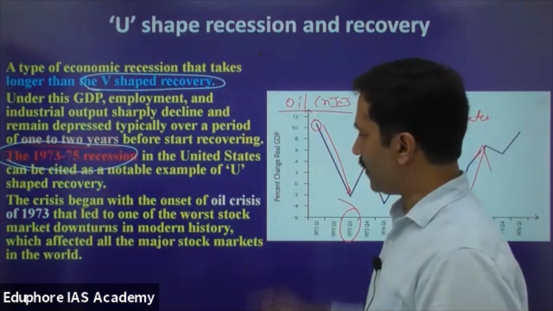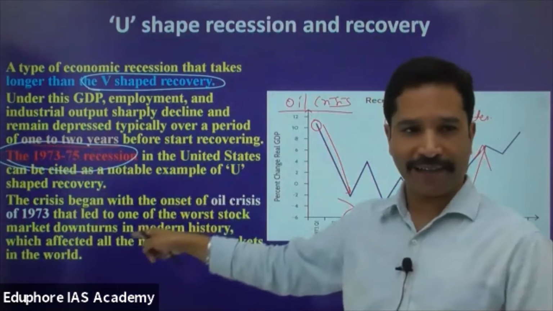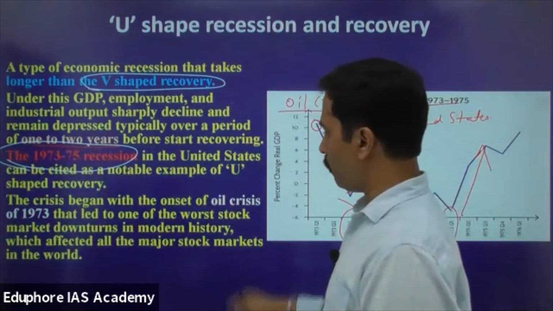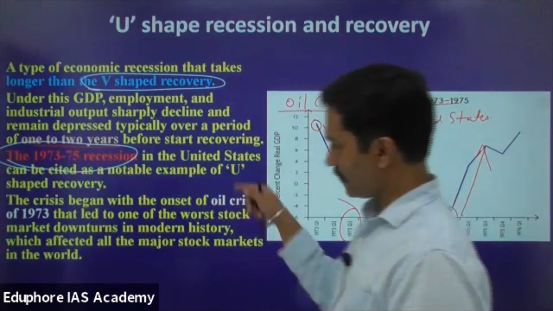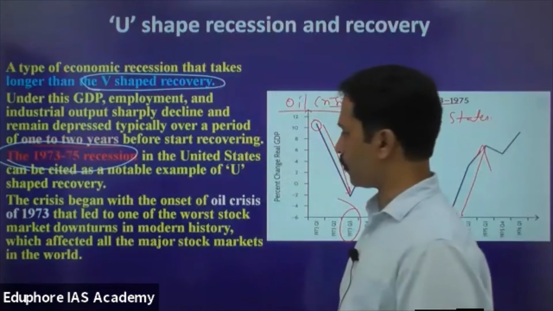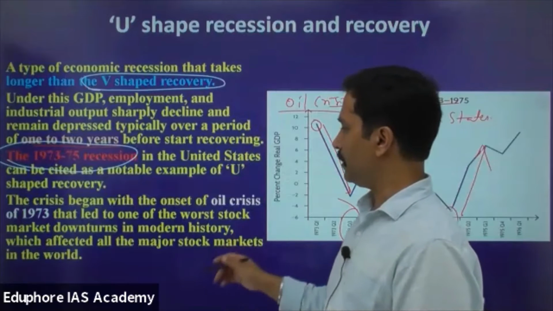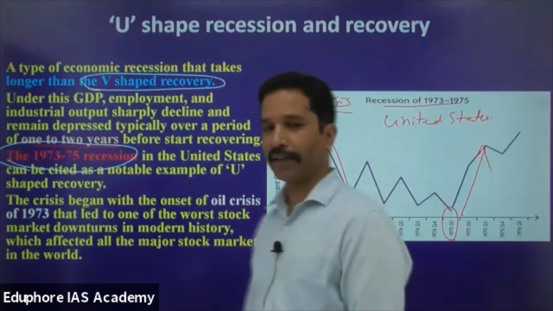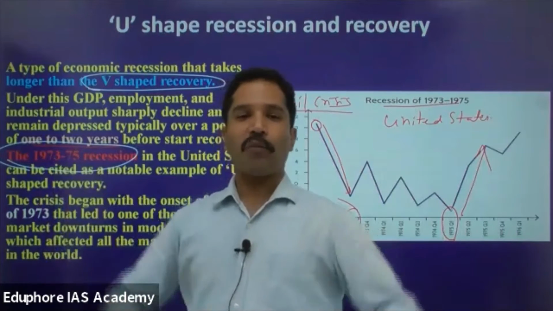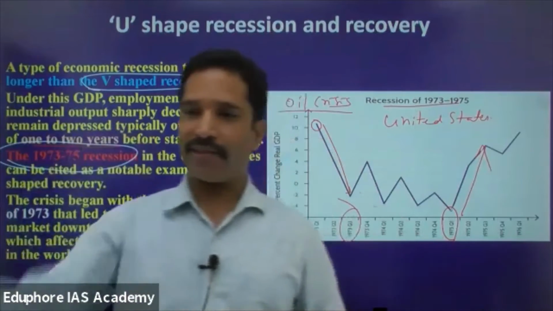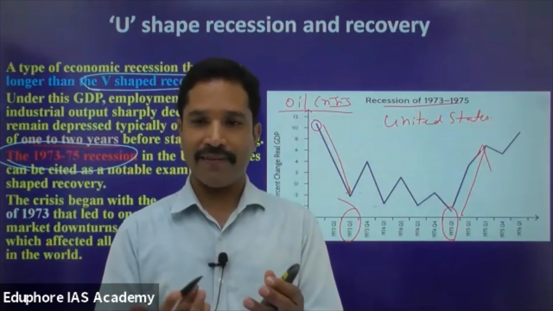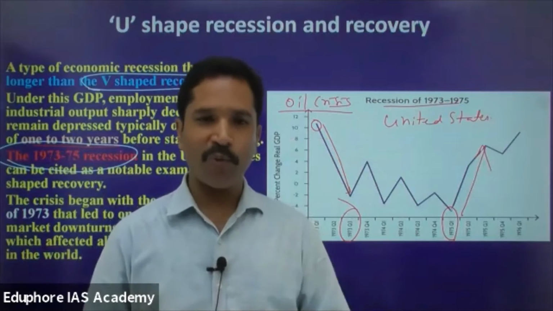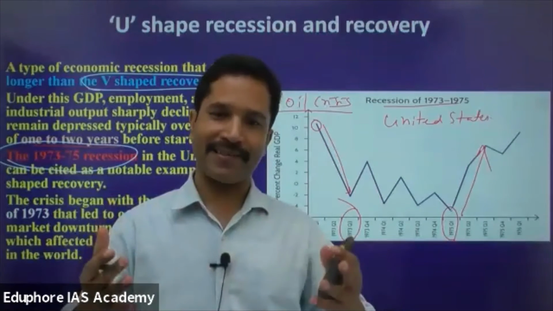The crisis began with the onset of oil crisis of 1973. That led to one of the worst stock market downturns in the modern history, which affected all the major stock markets in the world. Stock market crash of one country affects another country because the world is an integrated unit. Because in the modern globalized world, all the countries, they are linked.